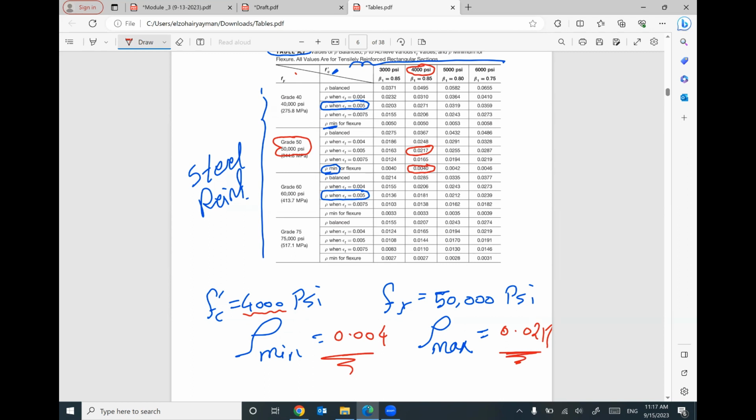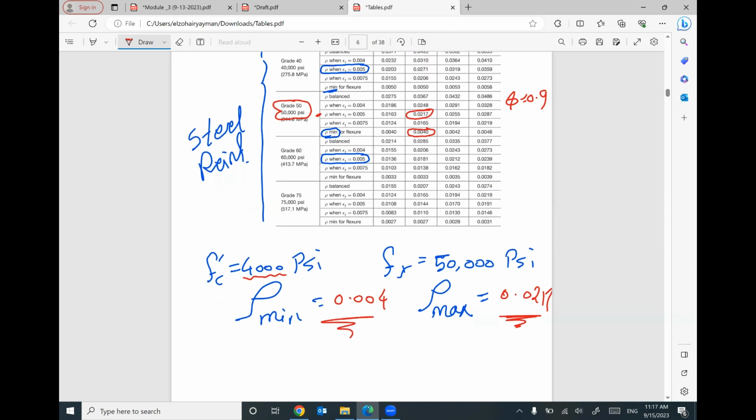Based on the value of the F yield and the value of F prime C, I can tell you the rho at epsilon equal 0.005. We would like to use this value to make sure the phi equal 0.9. And we have F yield, and the rho minimum is given 0.004. So we need to make sure your value of rho is greater than or equal to rho minimum and smaller than or equal to rho max.